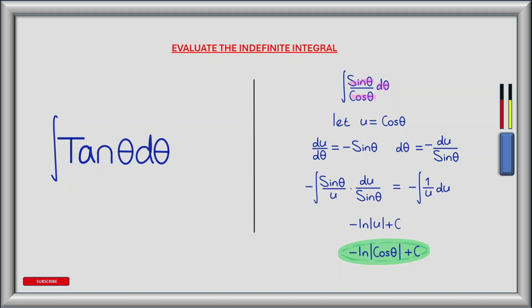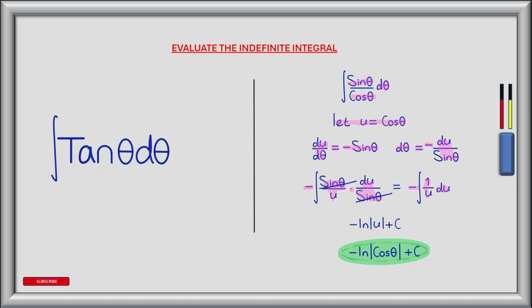So let's start by letting u equal cos theta. du by d theta is equal to minus sine theta, and it follows that d theta is equal to minus du over sine theta. So now if we substitute for cos theta and d theta, we have minus the integral of sine theta over u multiplied by du divided by sine theta. The sine thetas cancel out and we're left with minus the integral of 1 over u du.